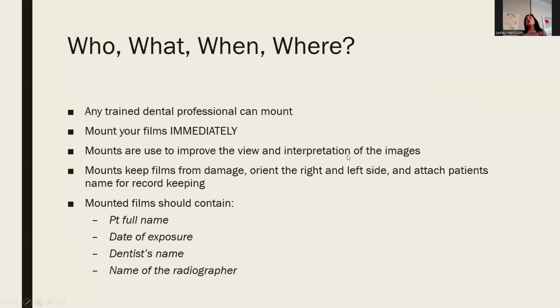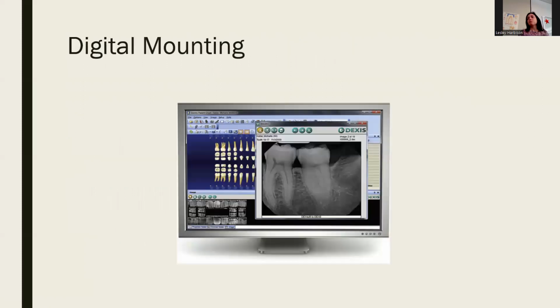Mounts are used to improve the view and interpretation. Obviously, a lot of this is sort of outdated because we use digital and it's all right there. Patient's name, date of exposure, the dentist, and the name of who exposed the radiographs need to be part of it, which is already a part of it on a digital. But if you're mounting a traditional film, these are the things that have to be there.